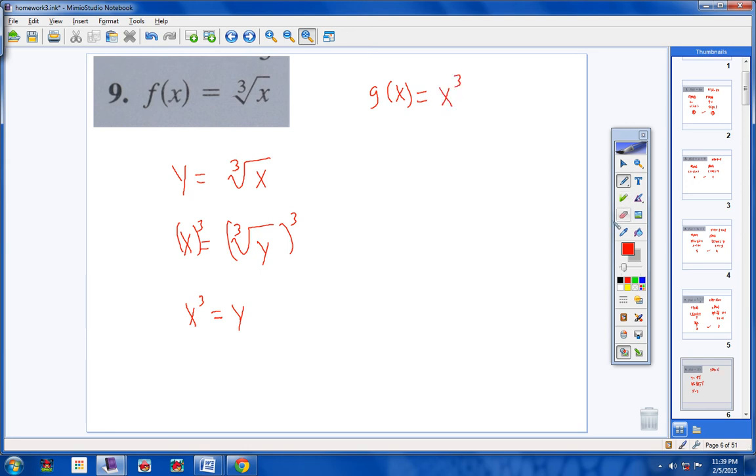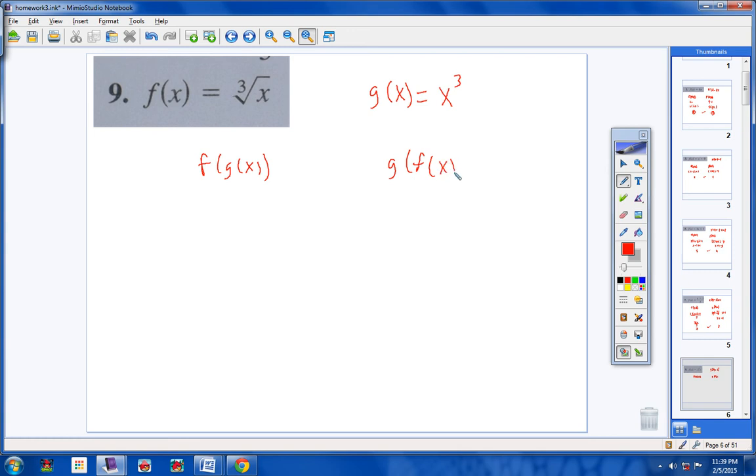Alright, let's go ahead and use composition of functions to confirm that we truly have inverse functions. Here we go. Take my f function, which is this, and everywhere there's an x, we're going to put a big parentheses. Now we're going to pick this up and put it inside the parentheses. And the cubed root of x cubed is x.